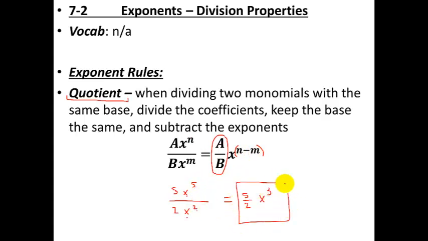Sometimes students are tempted to cancel out this base and this base. The reason that's not correct is because x to the fifth literally means x times x times x times x times x, 5 times, and in the denominator x squared literally means x times x. Now, you can cancel these out. The first two cancel out. However, there are 3 more x's left over in the numerator. So you can't cancel the entire base. You can only cancel 2 of them, leaving behind 3 more. So that's why this makes sense.